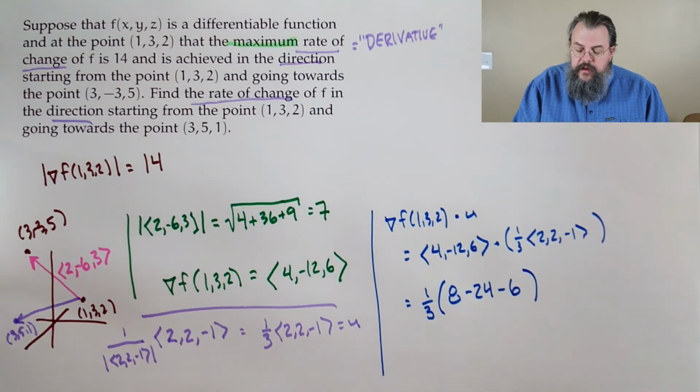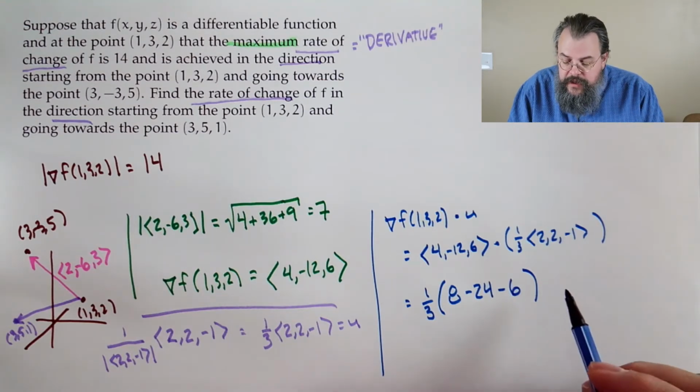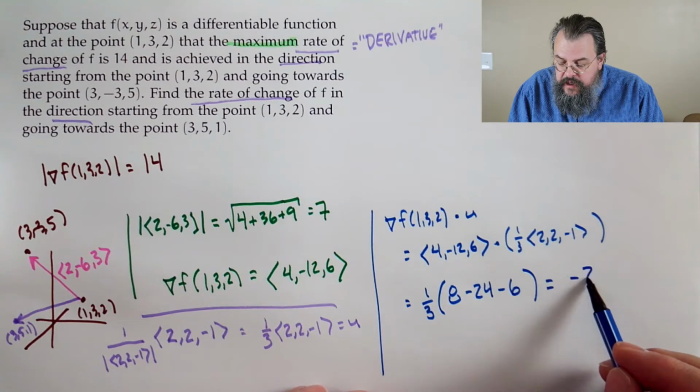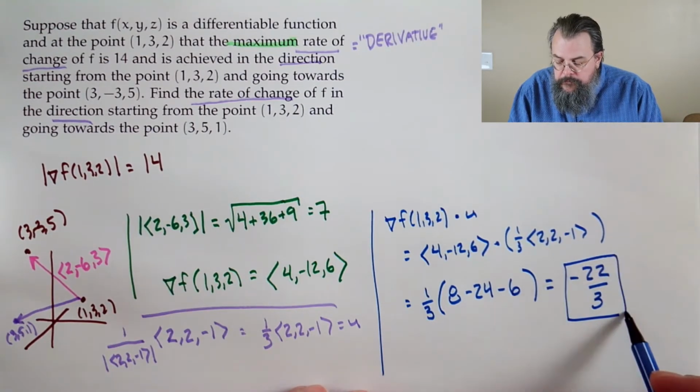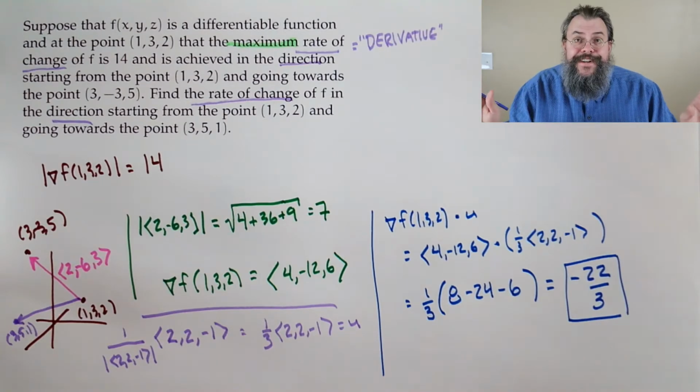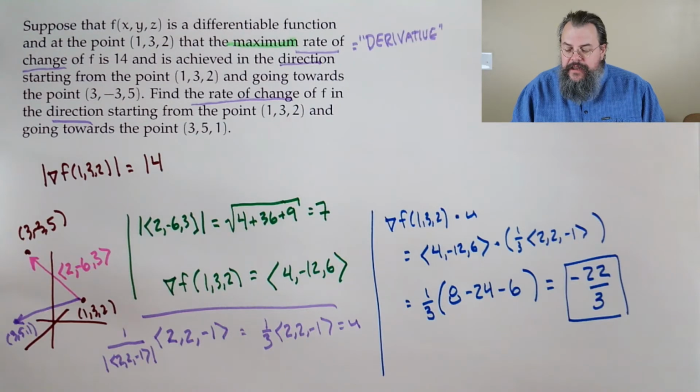Okay, all right, so what do we get? Well, we get 8 minus 30, which would be negative 22, and then, of course, over 3. And we're done. That's it. Negative 22/3. So that is the rate of change that we were looking for.